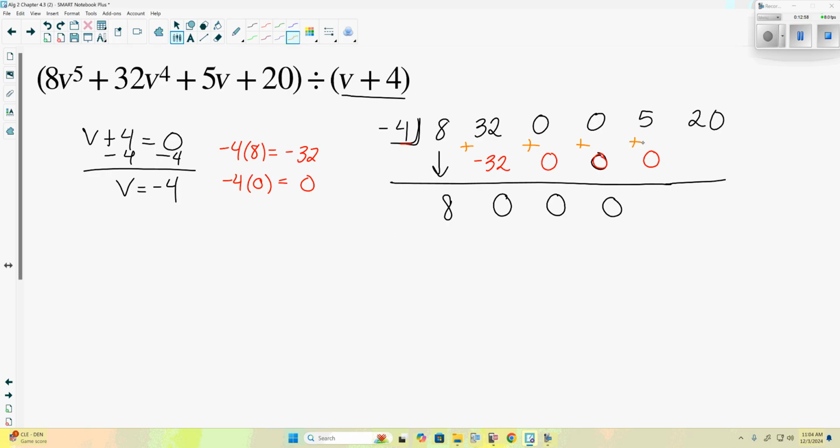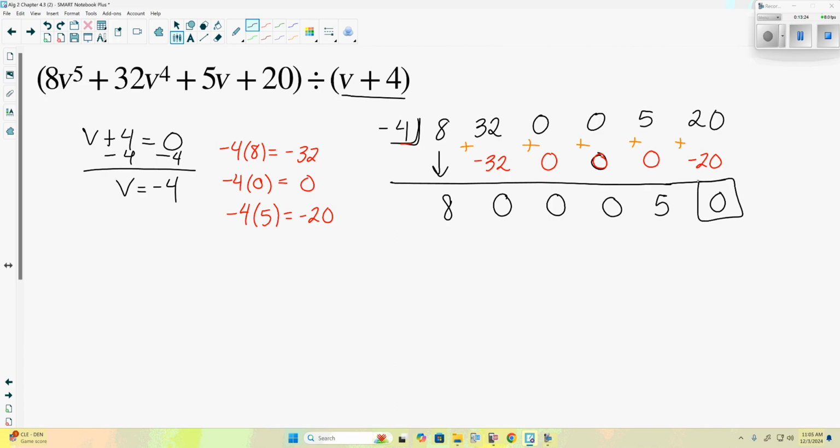This time we have 5 plus 0, which is 5. Okay. Now we actually have to do another multiplication because we're saying negative 4 times 5 is negative 20. Add those two together and we get 0.